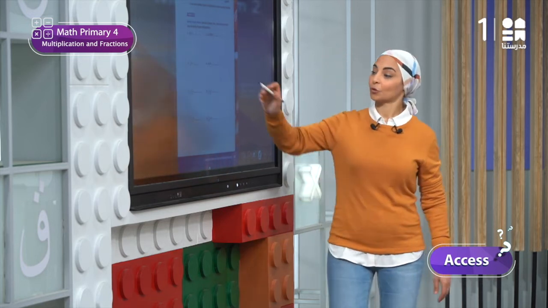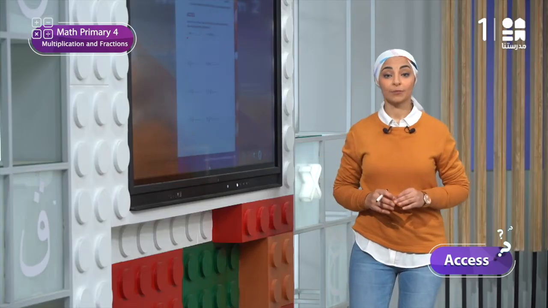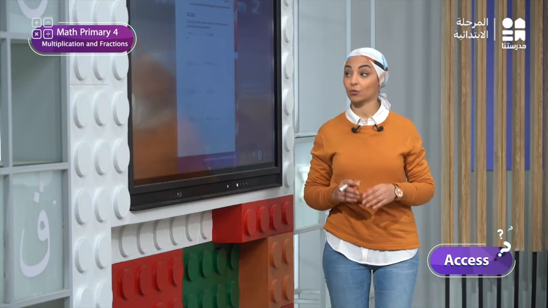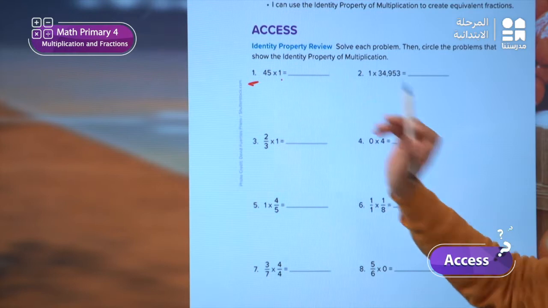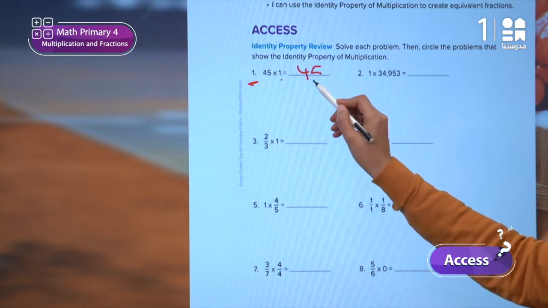And now in problem number 1, he's asking me 45 times 1 equals what? What will the product be? Yes, exactly. You multiply by the identity property, which is 1. Didn't we agree that the identity property is 1? So 45 times 1 gives me what? Of course, the answer is 45.